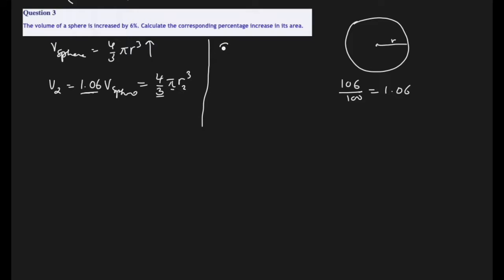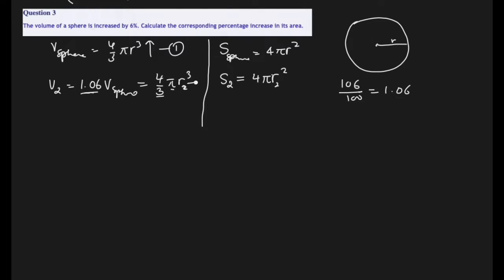Area means surface area. Let's call it S. Surface area of a sphere is 4 pi r square, right? Now S2, the second new surface area, will be 4 pi r2 square. Yes or no? Radius has changed, and that's why I'm going to equate, or divide rather. Let me divide.